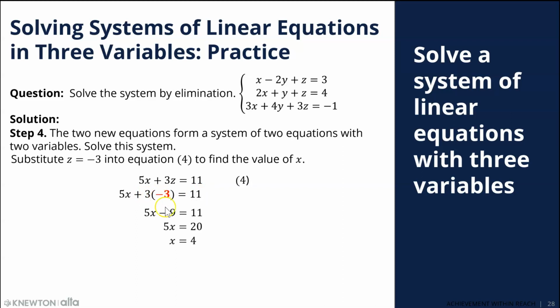Then you transpose that negative 9 to the other side of the equation. You have 5x equals 20. Then divide both sides by 5, you get x equals 4. So now you have the value for x, and you also have the value for z already. Then you can use one of the original equations to solve for y.